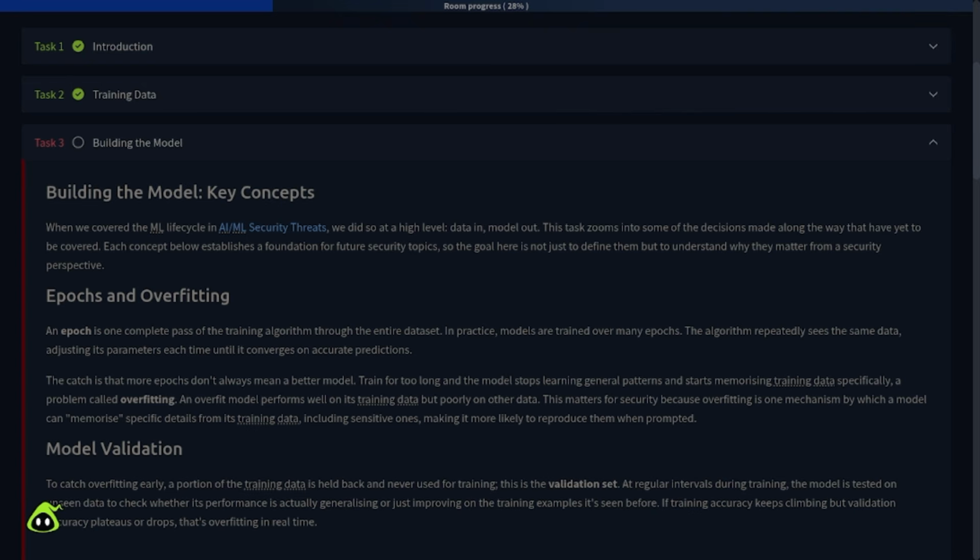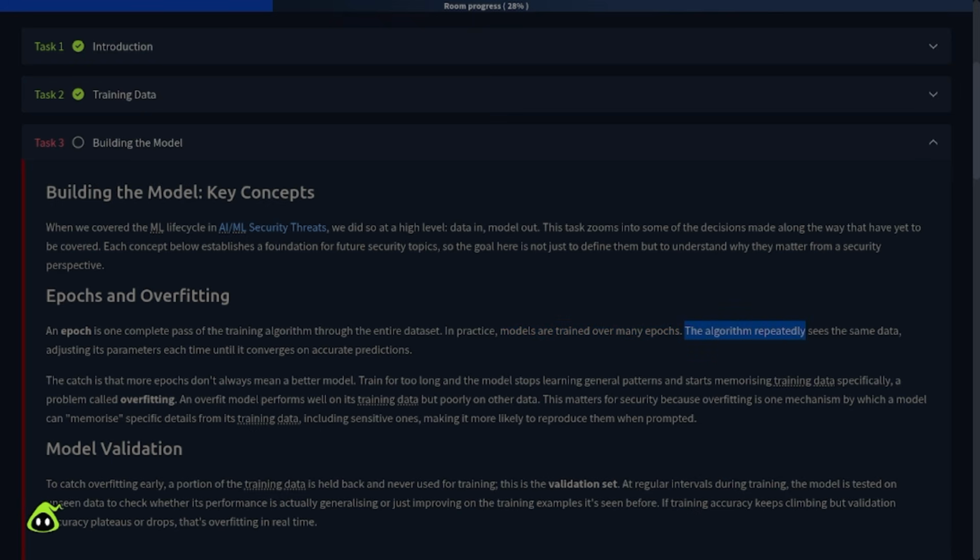Anyways, there's epochs. You can just pronounce it on your own. It is one complete pass of the training algorithm through the entire dataset. In practice, models are trained over many epochs.